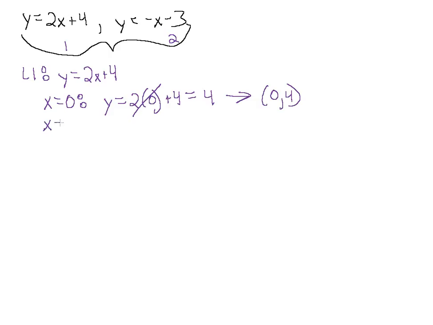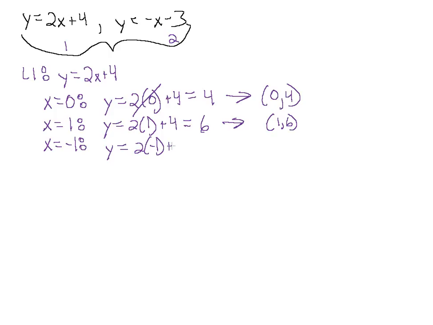All right, let's find a few more. We can use x equals 1, so y equals 2 times 1 plus 4. 2 times 1 is 2, plus 4 is 6. So we get the point 1, 6. We also can use a value on the other side of the y-axis. Let's go ahead and choose a negative point, negative 1. When x equals negative 1, y equals 2 times negative 1 plus 4. 2 times negative 1 is negative 2, plus 4 is positive 2. Okay, so we have the point minus 1, 2. These are 3 points that fall on line 1. So we can graph those in a second, but first let's go ahead and take care of line 2.